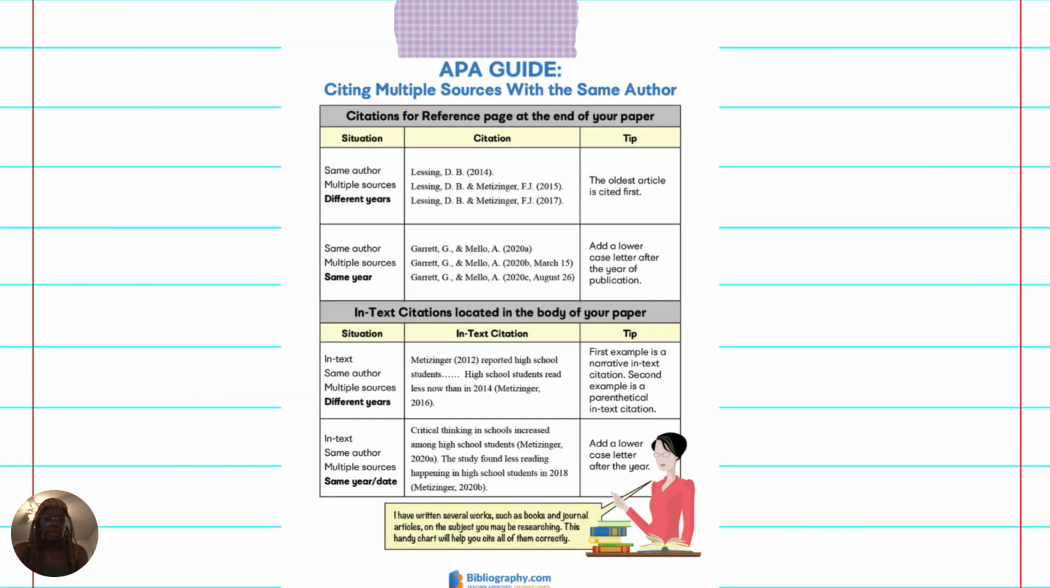Another example we're looking at is one from bibliography.com. Once again, same author, multiple sources, different years. As you can see, you have Lessing 2014, Lessing 2015, Lessing 2017. And also, like I mentioned last time, if it's the same year, you just put a, b, c, and onwards.